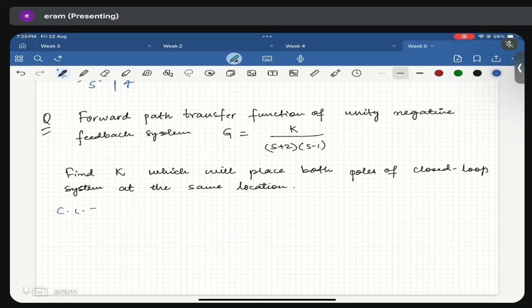What will be the closed loop transfer function? It is given as G by 1 plus GH. G we are given, so this will be nothing but K by s square plus s minus 2 plus K. So the correct answer is 2.25. Yes.